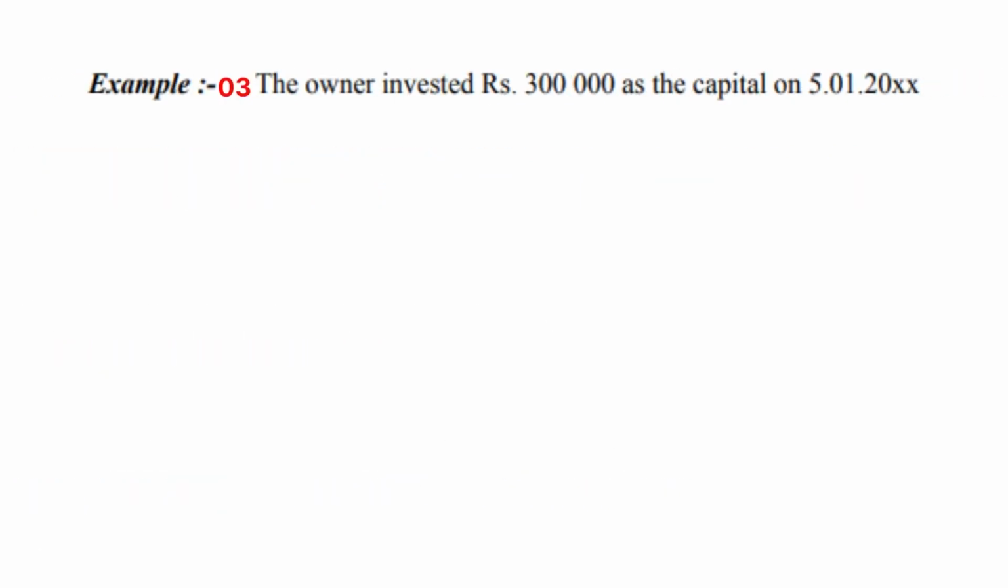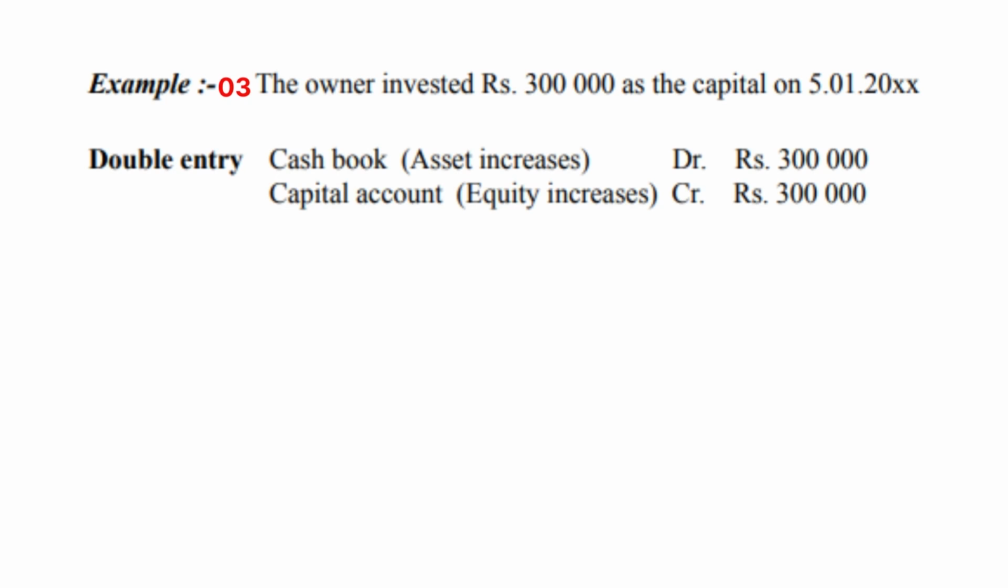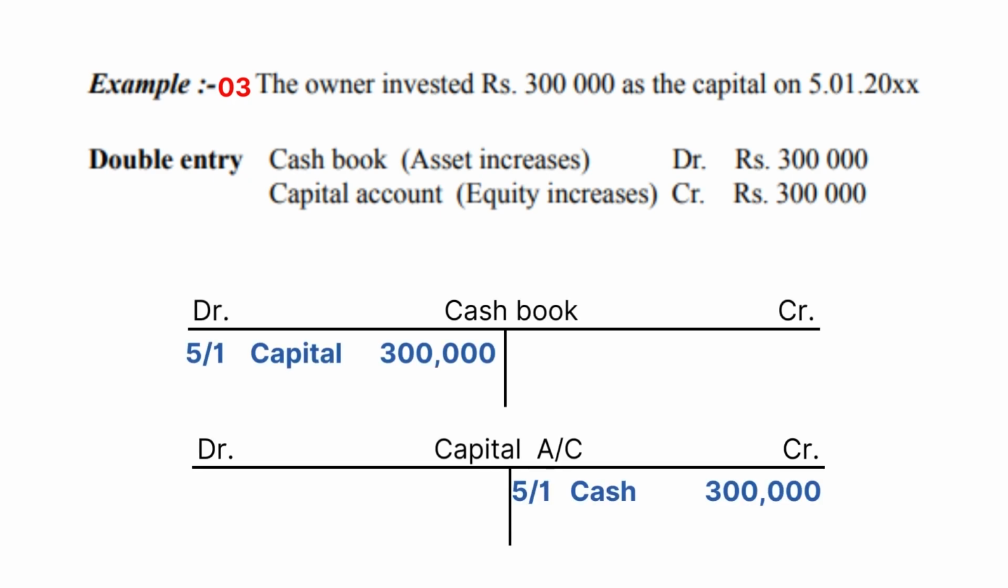Then our next example is the owner invested Rs 300,000 as the capital on 5th of January. So here we can write the double entry as, cash account debit Rs 300,000, capital account credit Rs 300,000. It's because capital is received as cash to the business. So we are receiving an asset worth Rs 300,000, so it's debited by Rs 300,000 in the cash account.